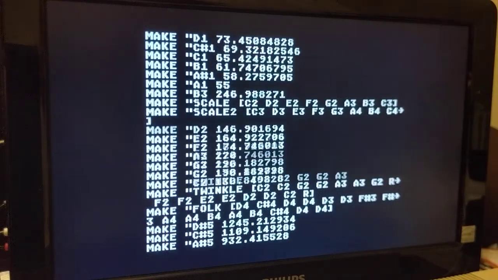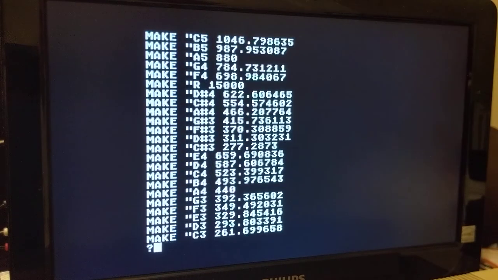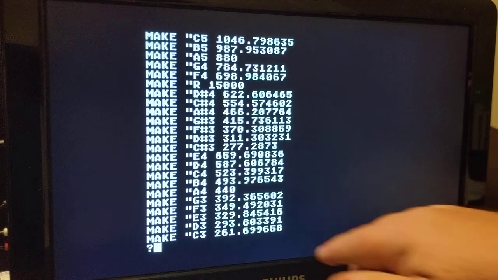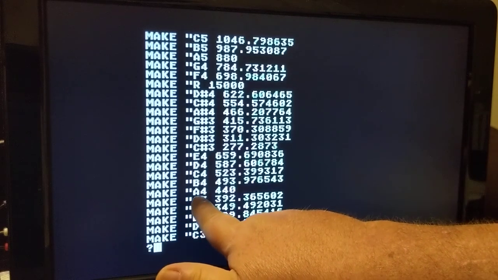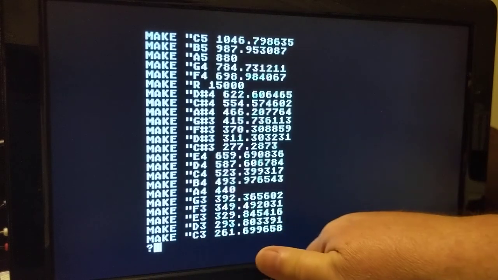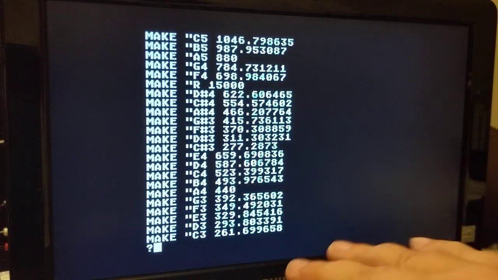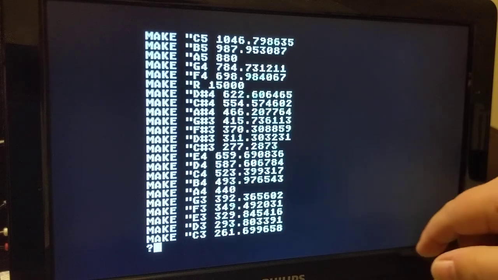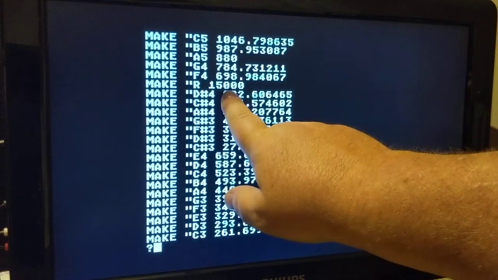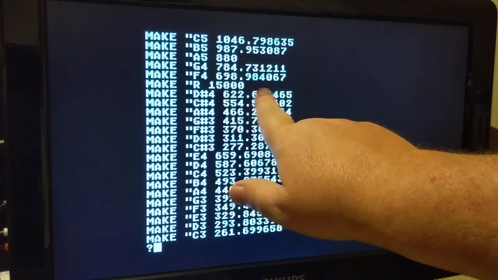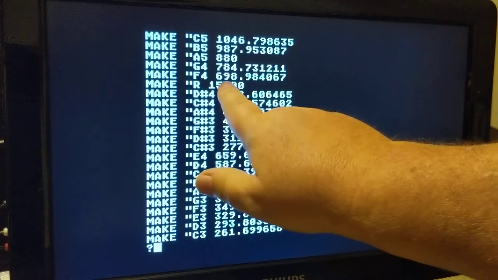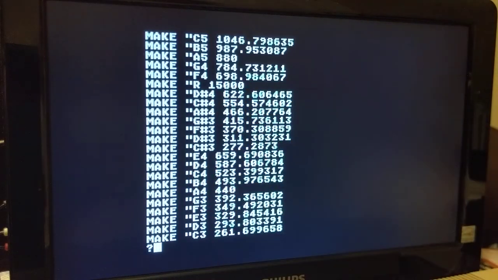So it created, I think, seven octaves of notes. So here you can see there's our good old fourth octave A with a frequency of 440. A third octave G has a frequency of 392. Up here is the rest. So that's 15,000, a frequency that you can't hear. Here's F4 is 698 and so forth. So these are all defined ahead of time.